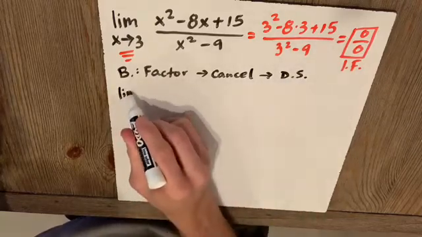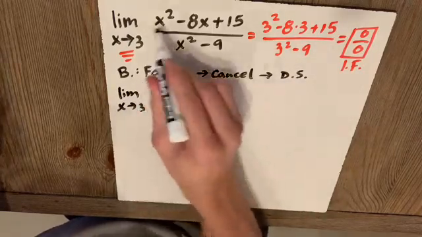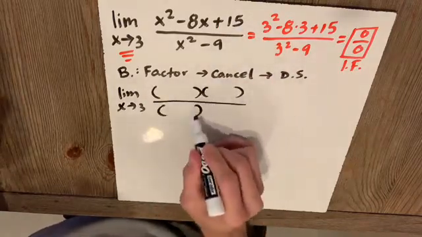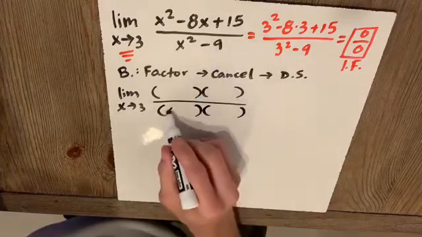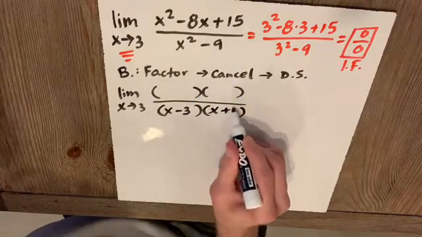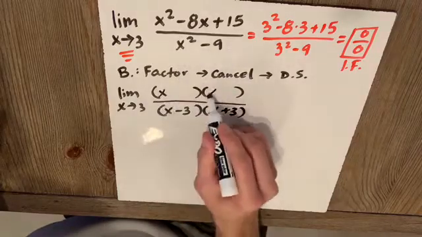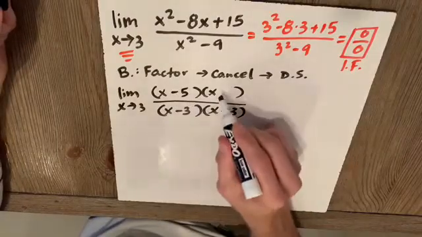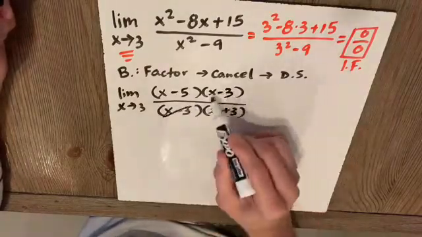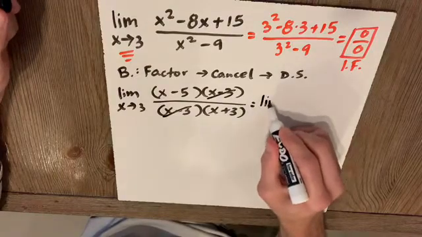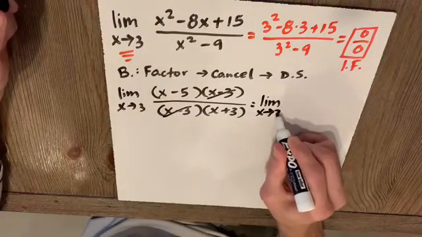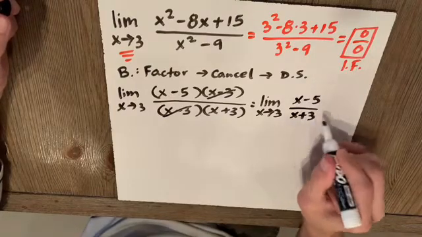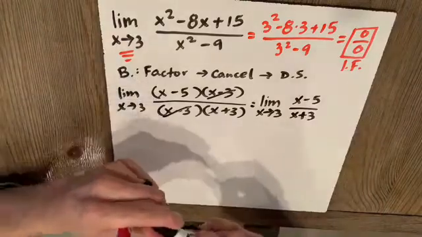So limit as x approaches 3. Good thing I know how to factor this into the product of two binomials, and this is a difference of perfect squares. The bottom is easy, (x minus 3)(x plus 3). The top is x times x, and then factors of 15 that add to negative 8, that's negative 5 and negative 3. Because this is all multiplication, my surviving function that I take the limit of is (x minus 5) over (x plus 3).